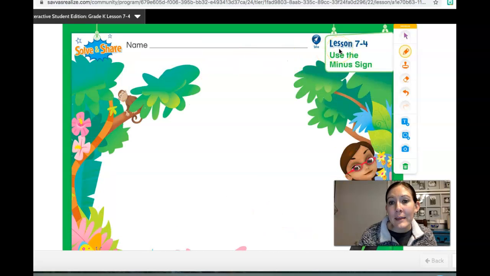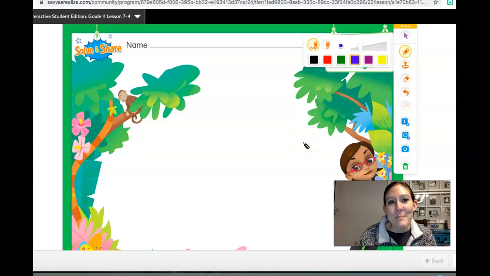Up at the top right, it says Lesson 7-4. This is a 3-page lesson. You'll need all 3 pages, plus a pencil or a crayon. You can choose. Go ahead and get all of the materials that you need to be successful by pausing the video and coming back and pushing play when you have everything you need. All right, let's get started.